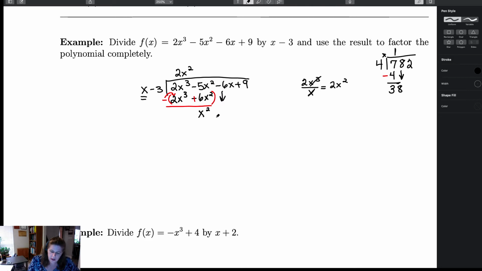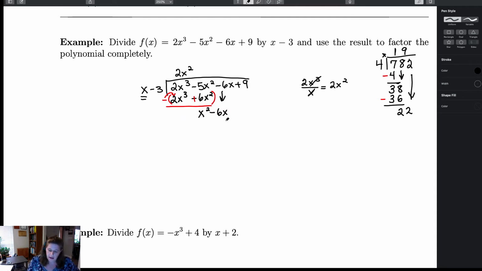And then we're going to drop the next term down, so minus 6x. All right, back over to our number side. Now I'm trying to determine if 4 goes into 38. So 4 goes into 38 9 times, and then same process again. 9 times 4 gives me 36, and then we're subtracting, so I end up with 2, and we drop our number down.